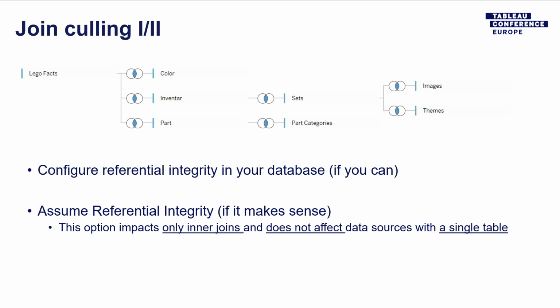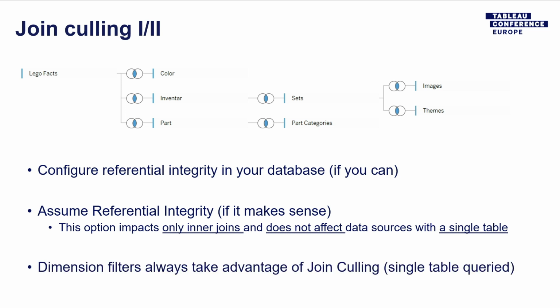It just impacts, well, because we are cutting joins, it doesn't affect a single table, right? Because we are just querying a single table. And by the way, if you have filters on the dimension, it always takes advantage of the join cutting, so we are just querying that single table to get rid of all the joins.